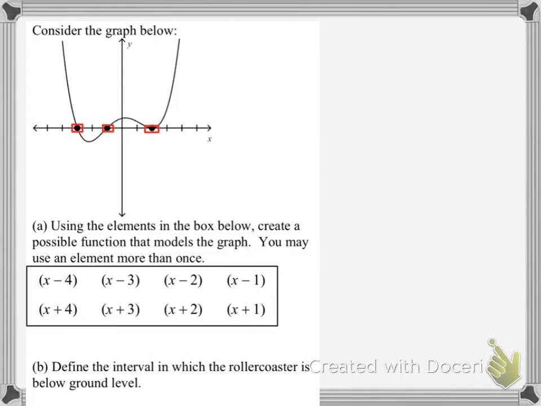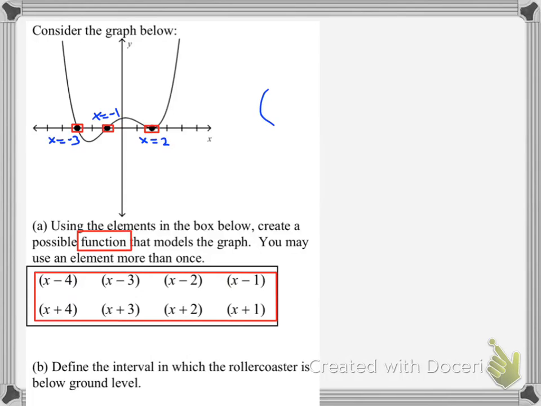So we need to be able to create a function. And the following elements can be used more than once. So we just need to look and see where does it cross the x-axis. We notice that it crosses the x-axis where x is equal to 2. Also crosses the x-axis where x is equal to -1. And it crosses the x-axis where x is equal to -3. So from there, we can go ahead and write a function down.